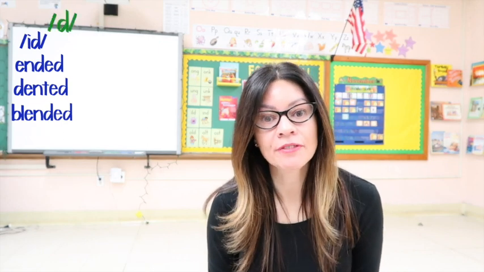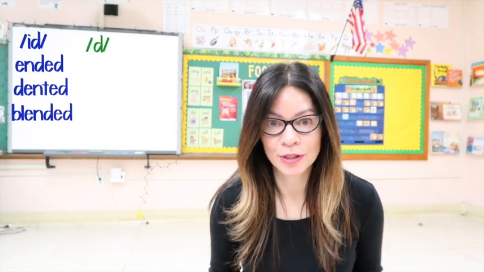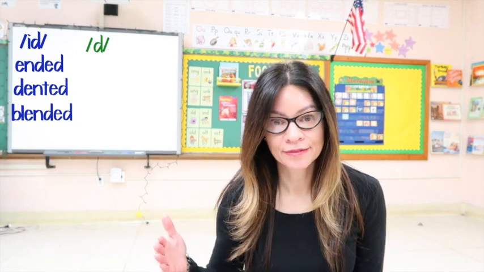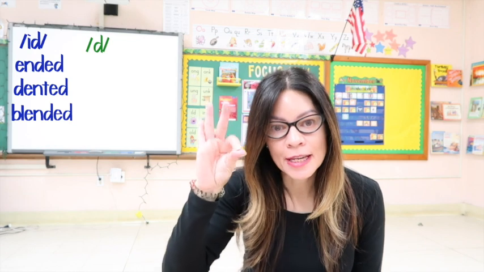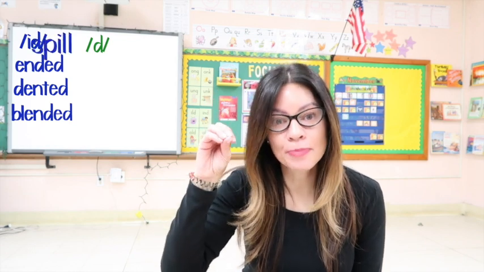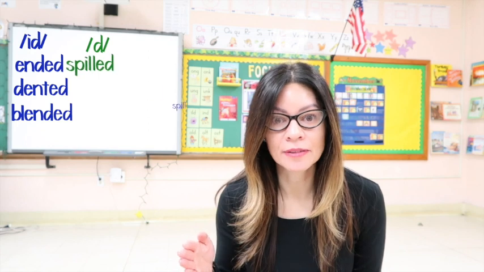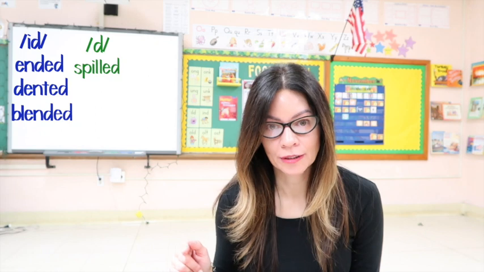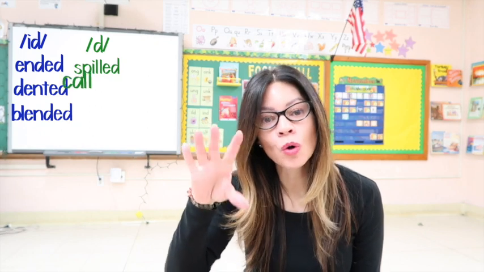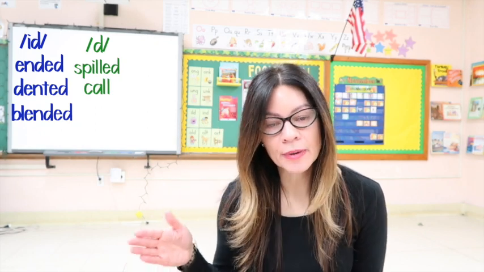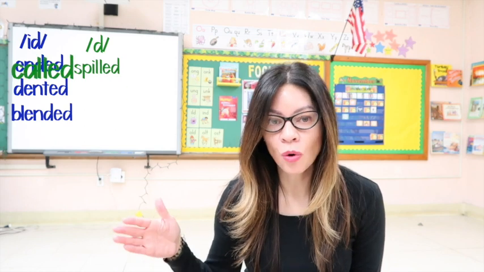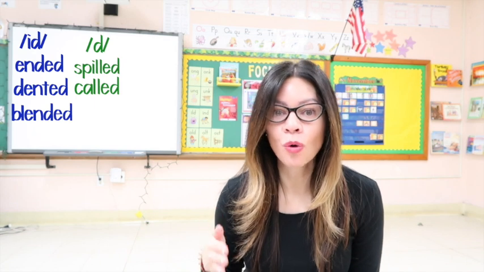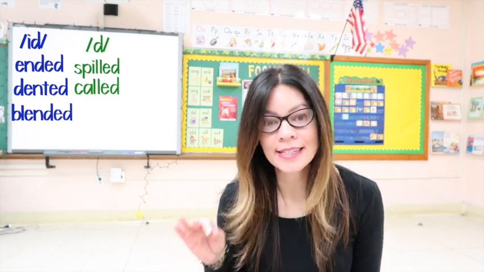Now let's go over the suffixes that have the D sound. Our first word is spill, or spilled. Let's tap spill. S-p-i-l-l, spill. Now our whole word is spilled. He spilled the milk. Called. Let's tap call. C-a-l-l, call. Our suffix is still going to be ed for this, but now it says called. So you can hear the difference between blended and called. It just has a D sound at the end.